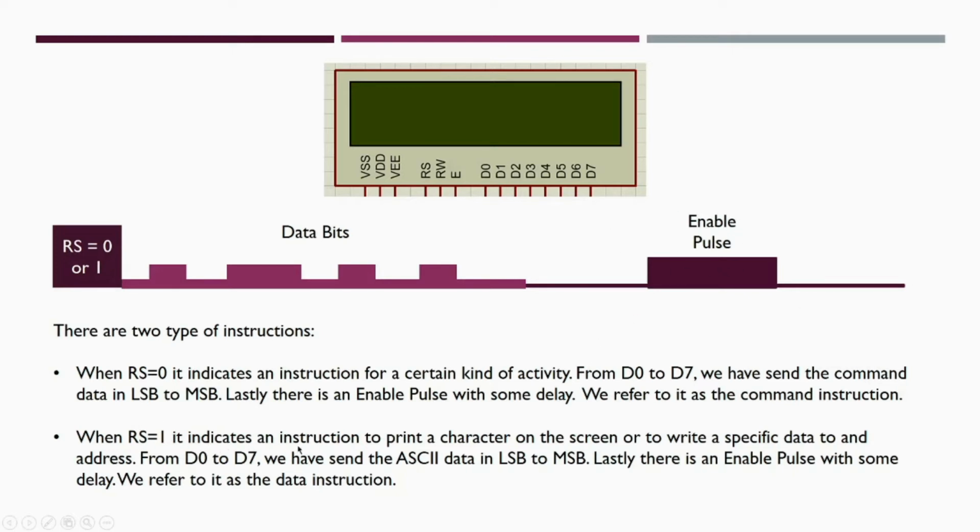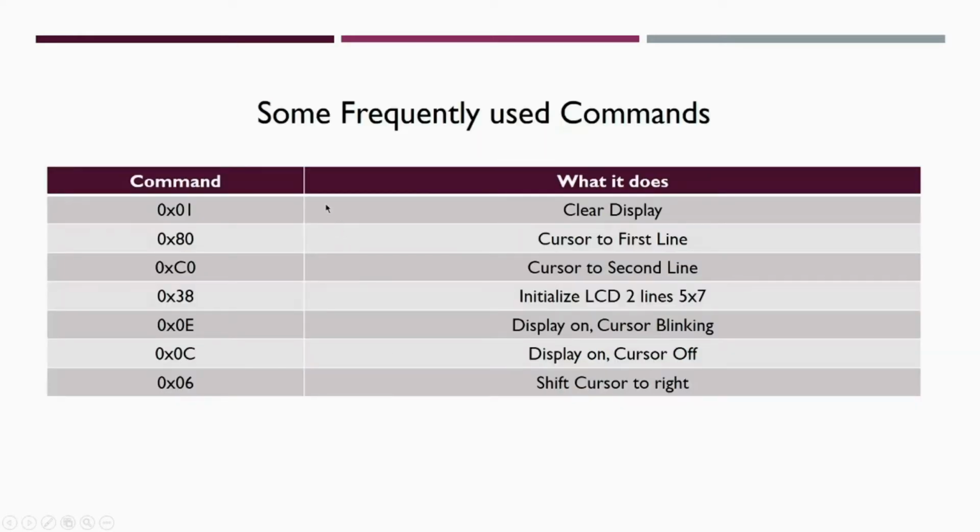When RS is equal to 1, it indicates an instruction to print a character on the screen or to write specific data to an address. From D0 to D7, we have to send the ASCII data in LSB to MSB. Lastly, there is an enable pulse with some delay. We refer to it as the data instruction.